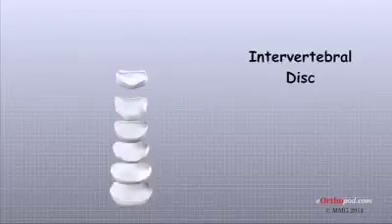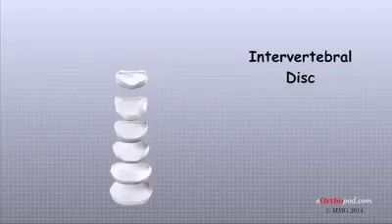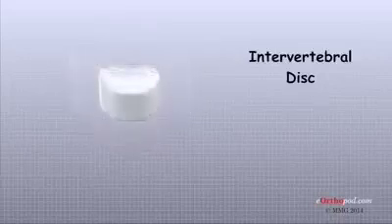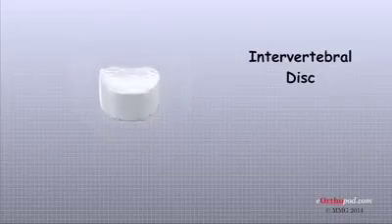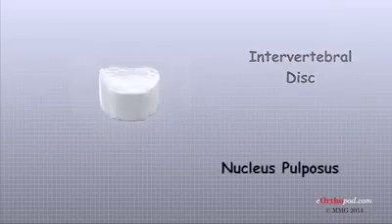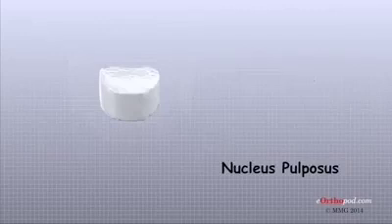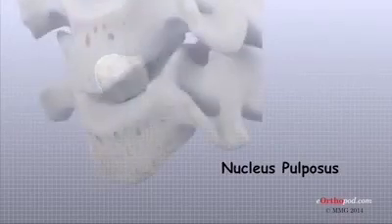A special structure in the spine called an intervertebral disc sits between each pair of vertebrae. An intervertebral disc is made of two parts. In the center of each intervertebral disc is a spongy material called the nucleus pulposus. The nucleus pulposus provides most of the shock absorption in the spine.